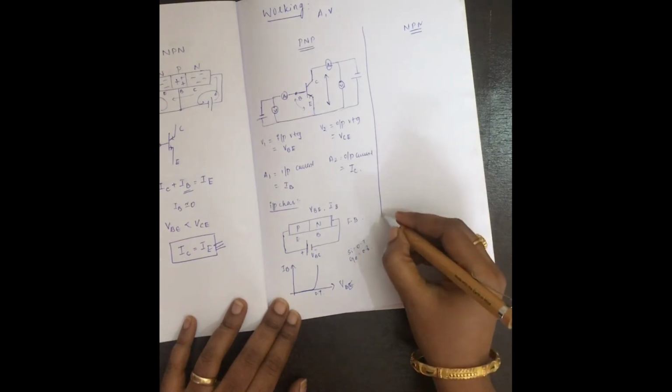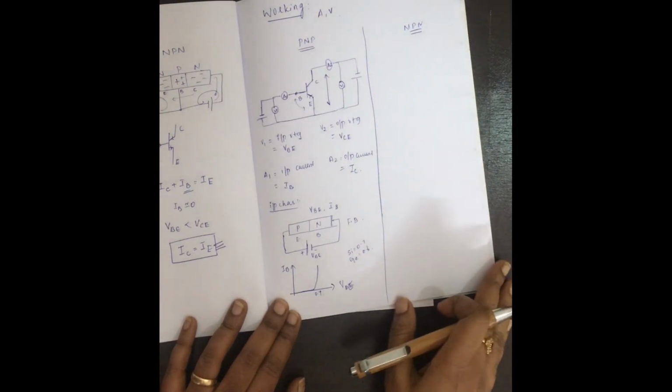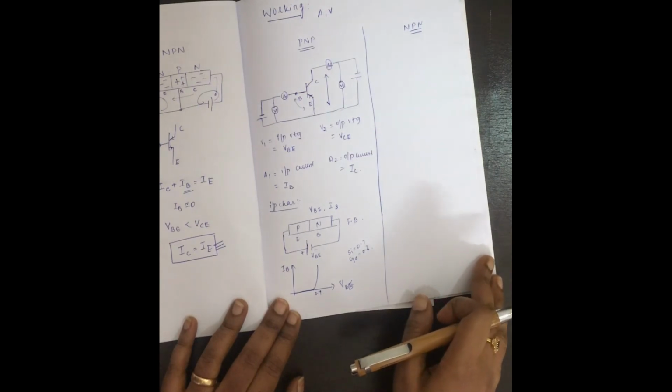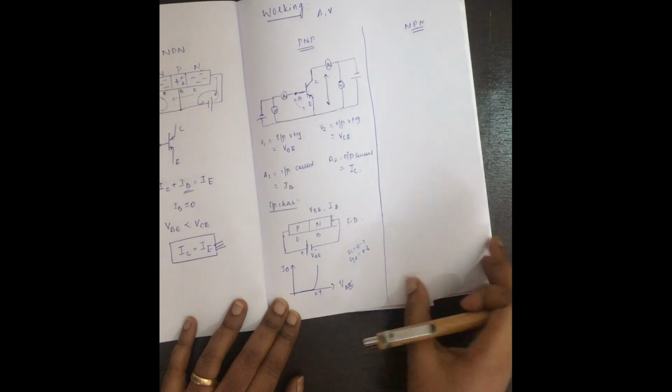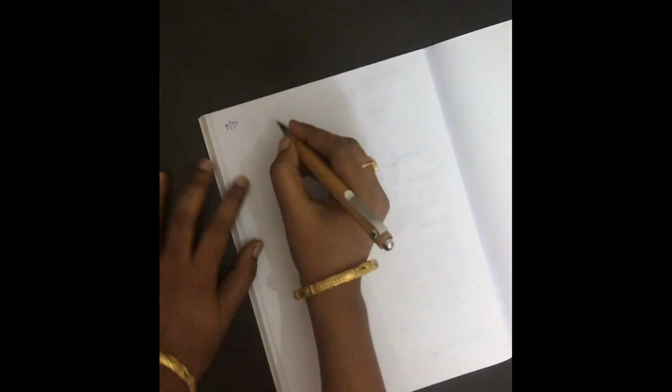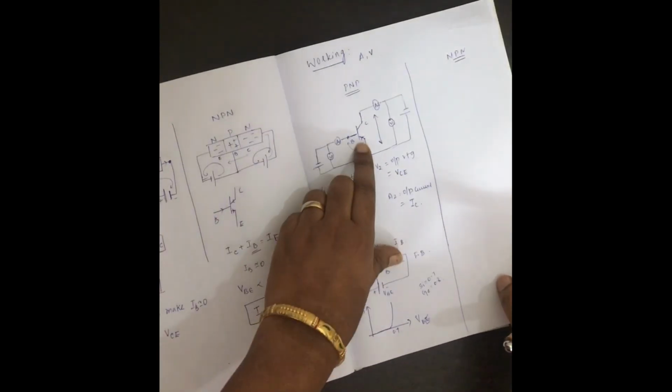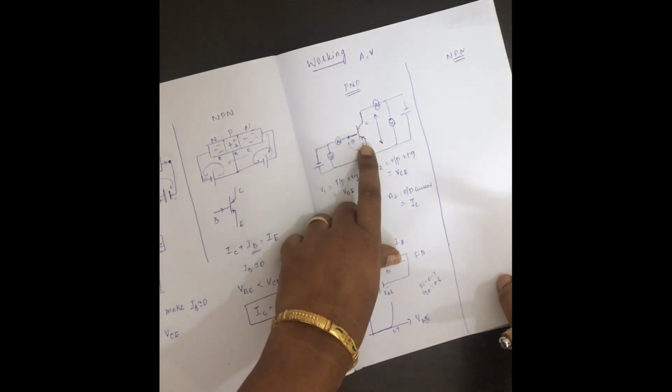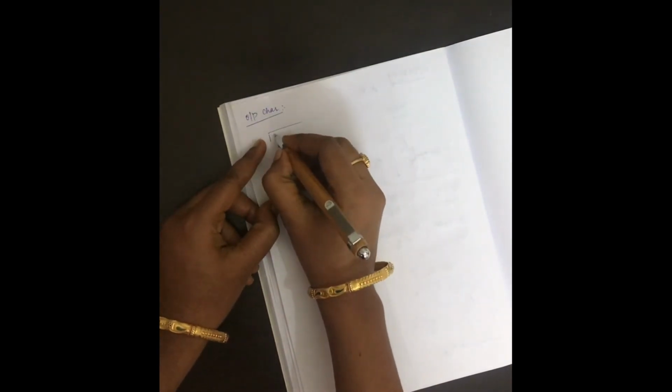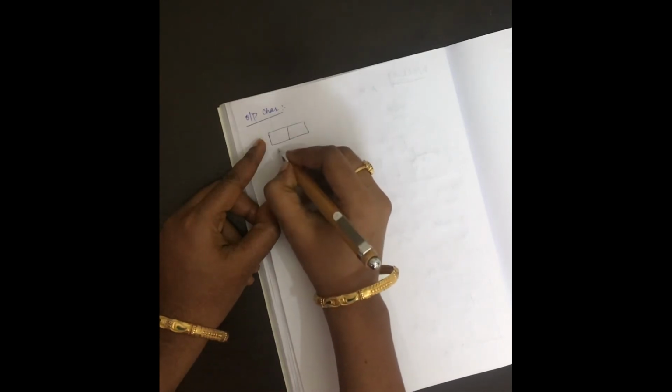So this is the input characteristics for this diode. Now the output characteristics: we have to draw it across collector and emitter. Collector and emitter are both P layer, so we don't have to consider it as a diode. Let's just check the operations.